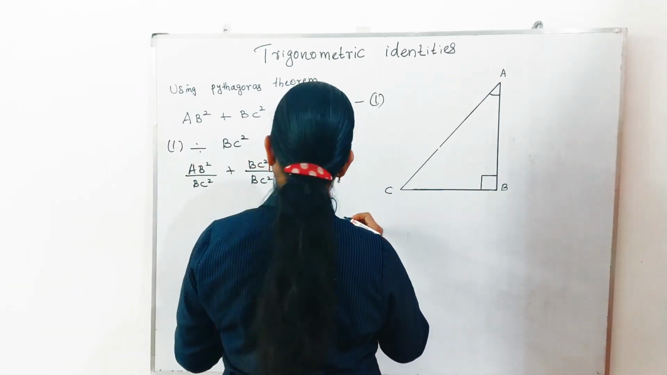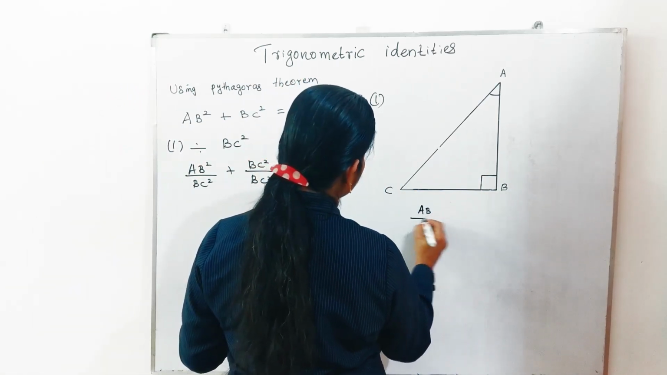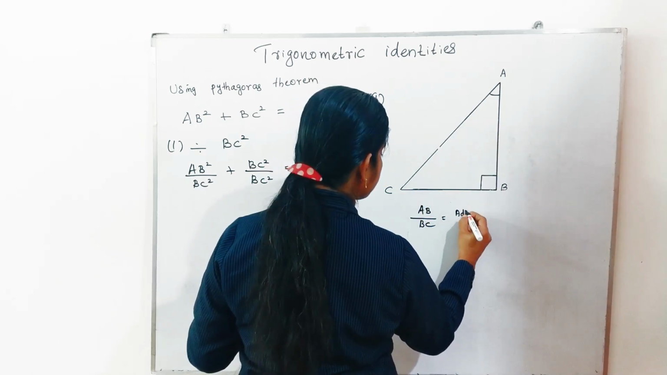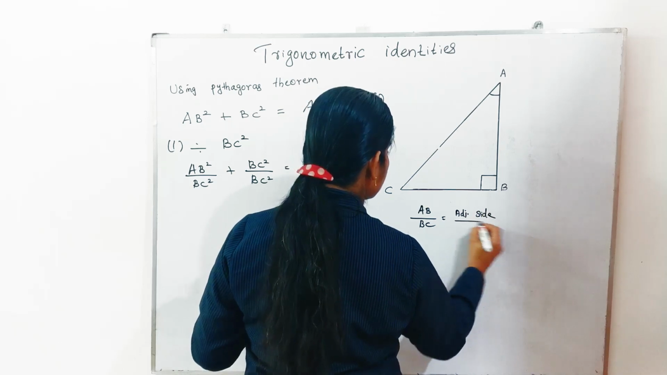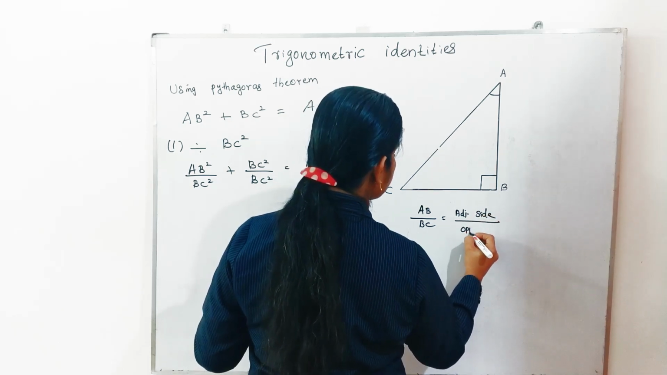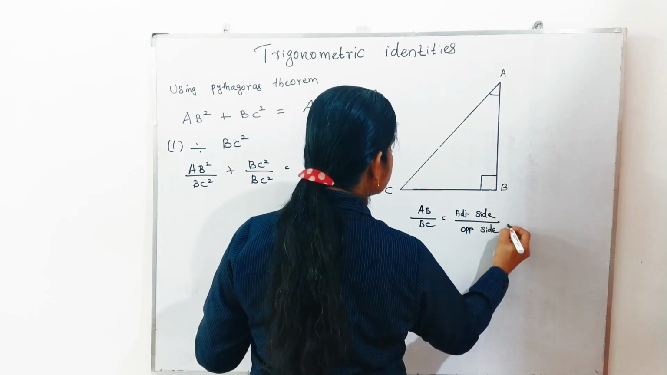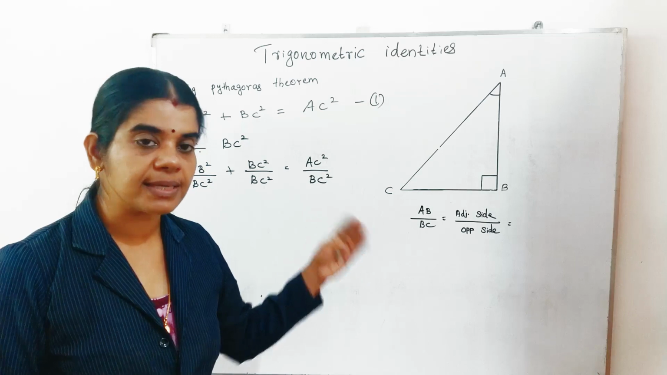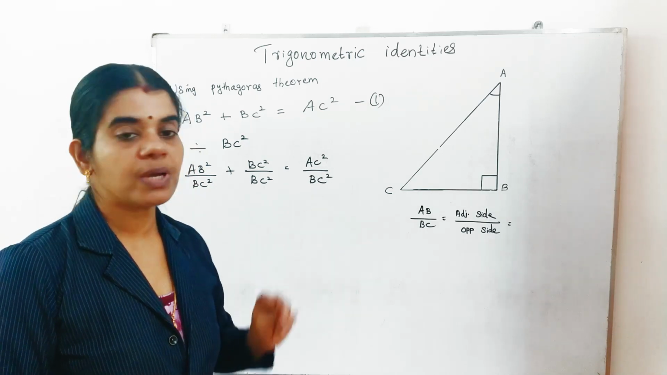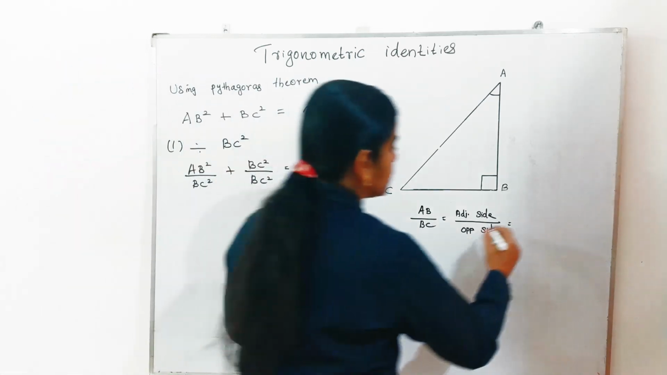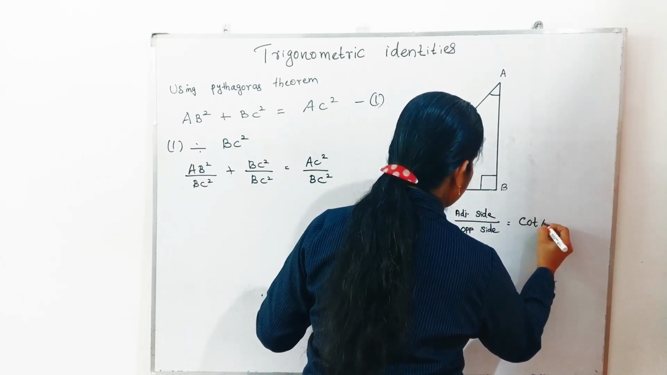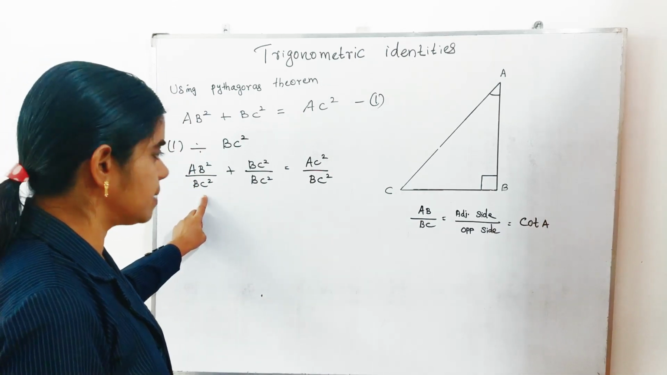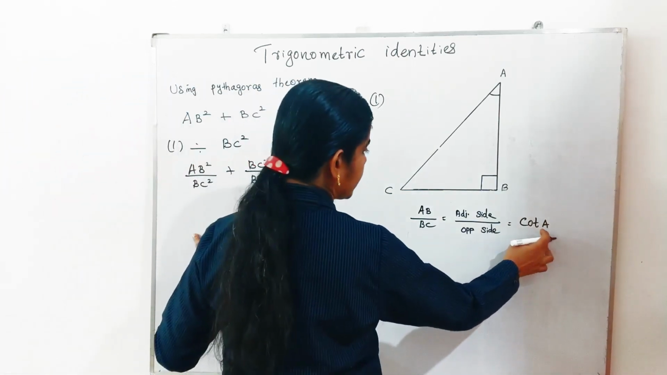Then just look, what is meant by AB by BC? AB means adjacent side. BC means opposite side. Adjacent side divided by opposite side. Tan A means opposite side divided by adjacent side, so its reciprocal will be cot A. Then AB by BC is equal to cot A.